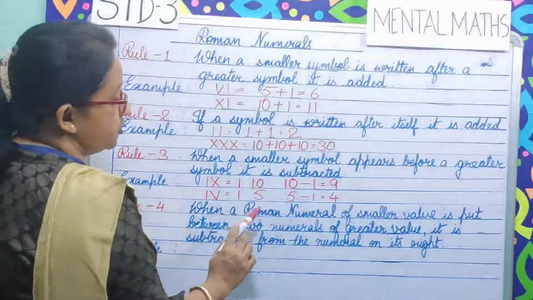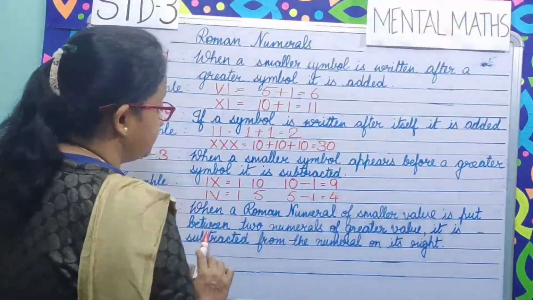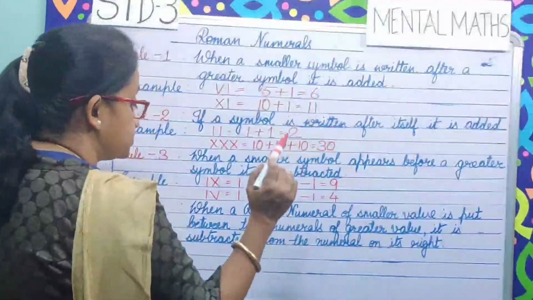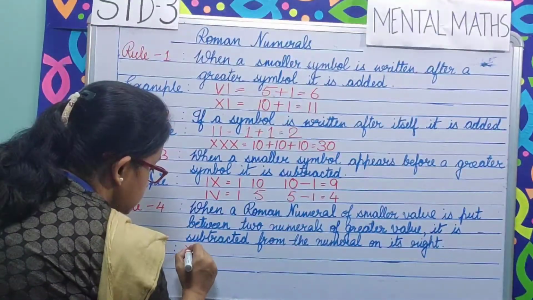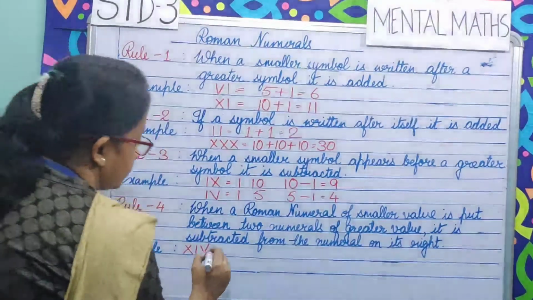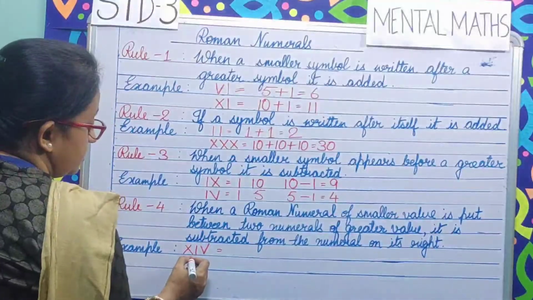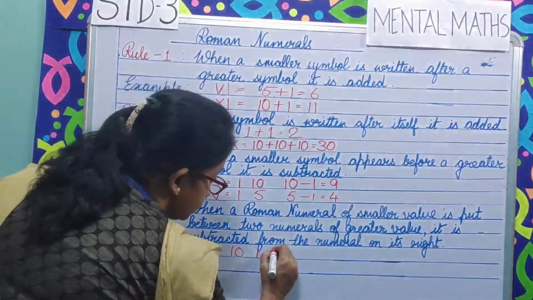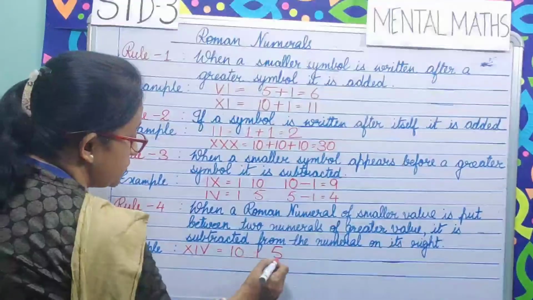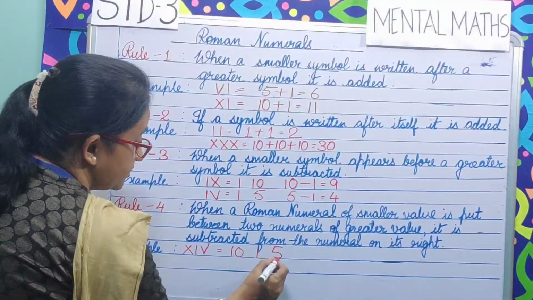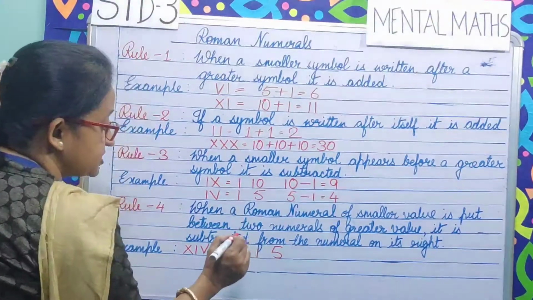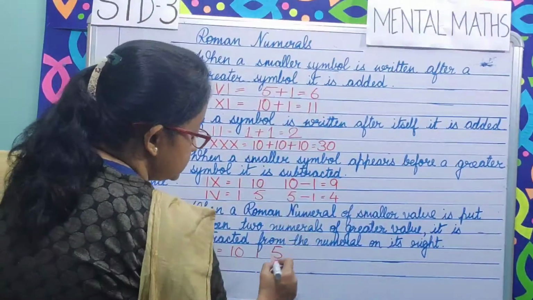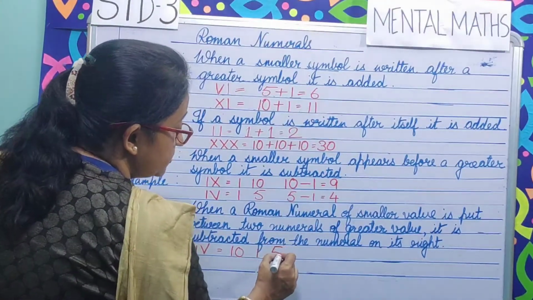Rule 4. When a Roman numeral of smaller value is put between two numerals of greater value, it is subtracted from the numeral on its right side. So XIV. Example. Now X equals 10, I equals 1 and V equals 5. So these two are numerals of greater value and this is a numeral of lesser value. So we have to subtract it from the numeral on its right hand side. So this is the numeral on our right hand side.